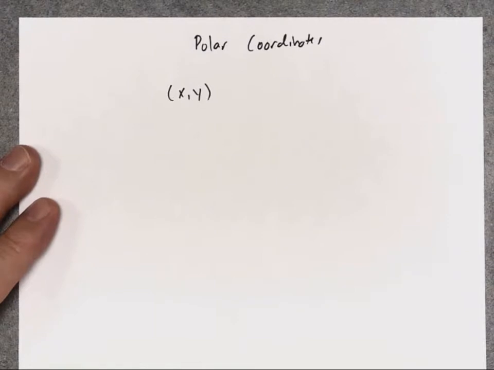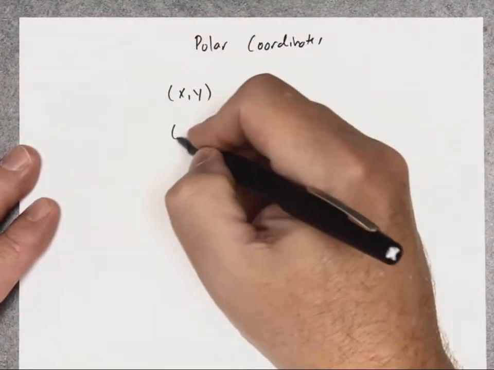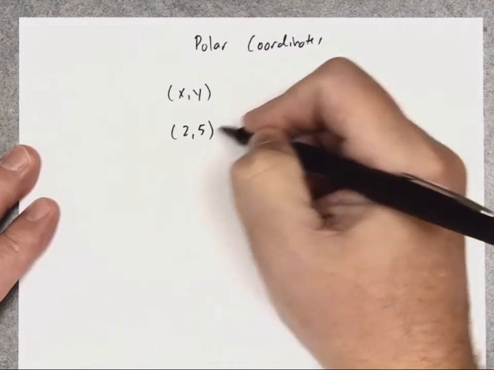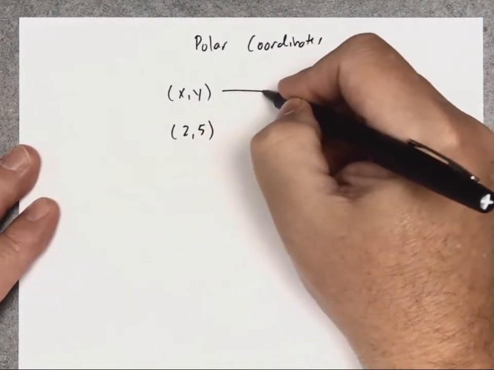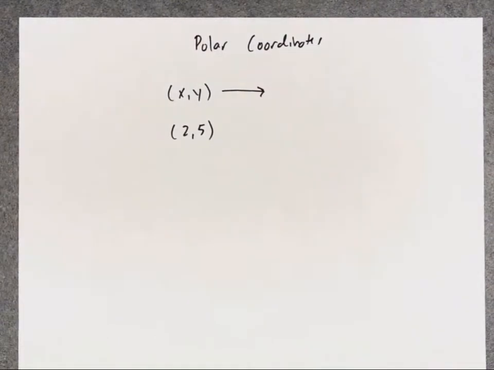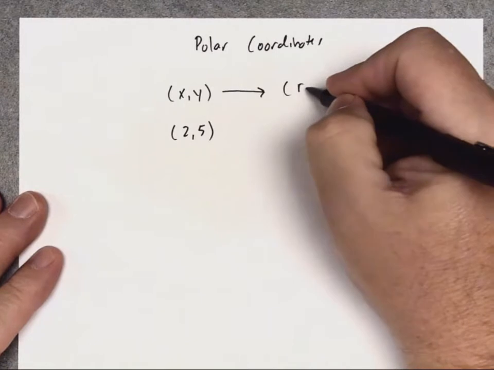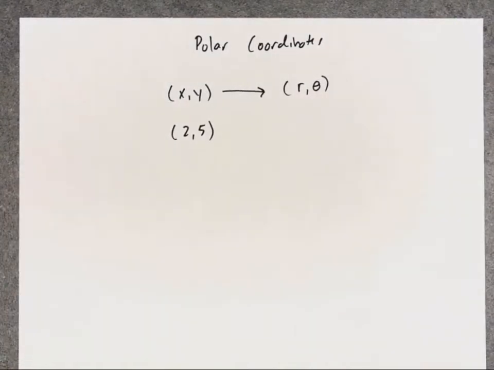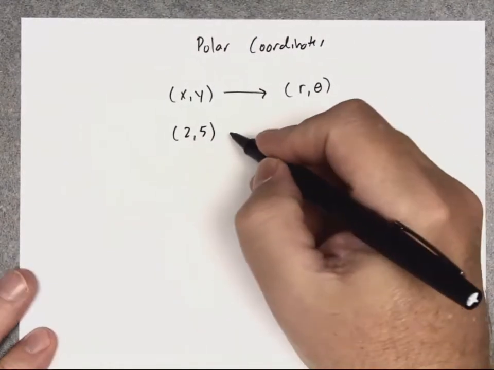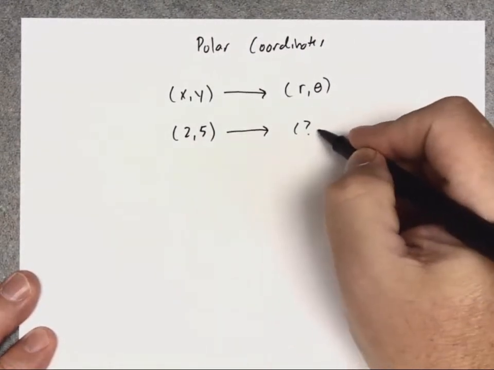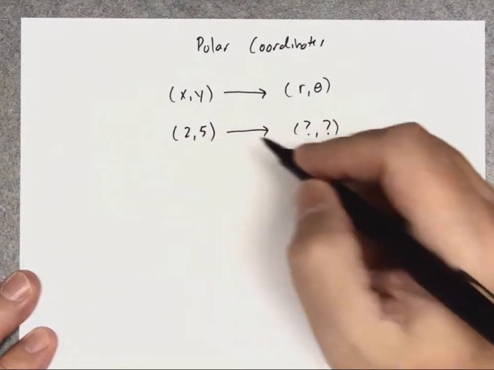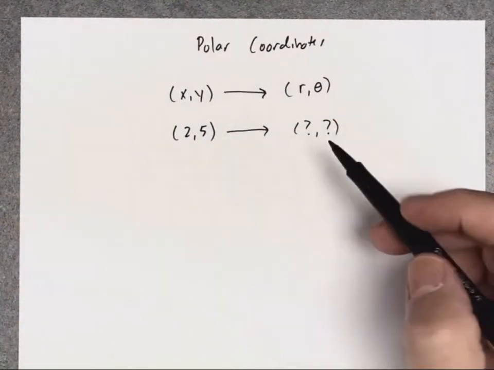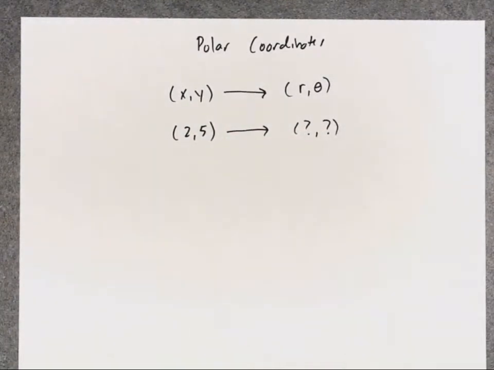Oftentimes you'll be given a point written in the XY coordinate system, so like 2, 5. And then what they will want to do is take that point and convert it into polar coordinates. So it's like, what would the point be if you wrote it in terms of r and theta?